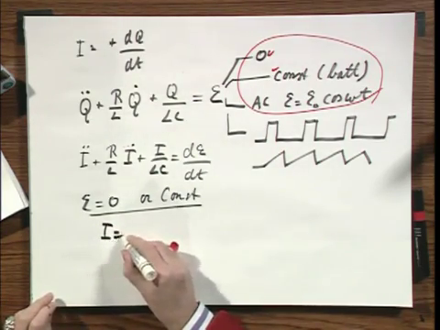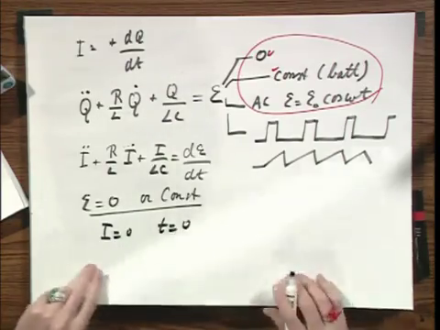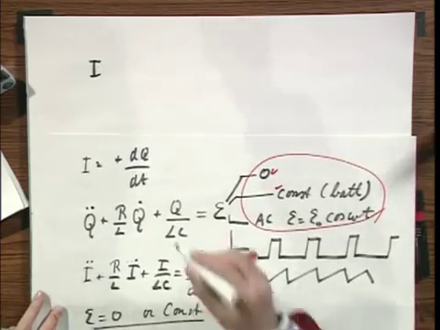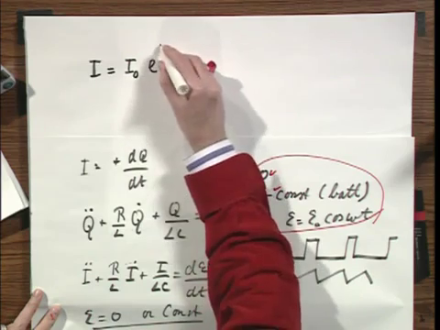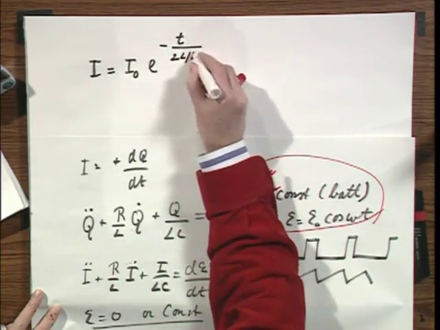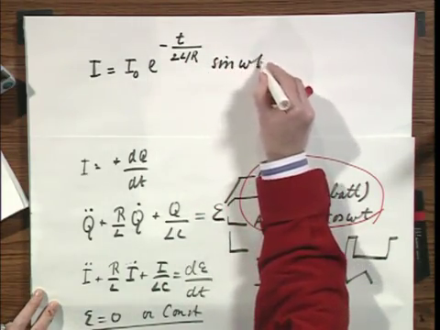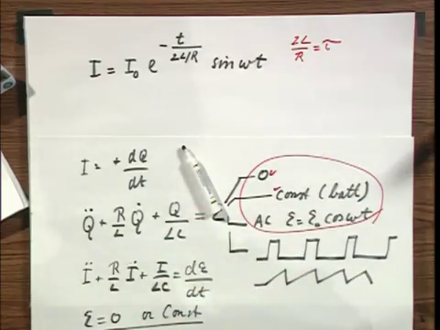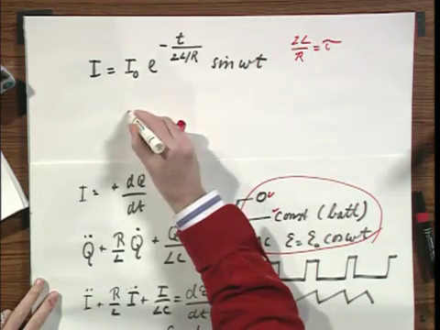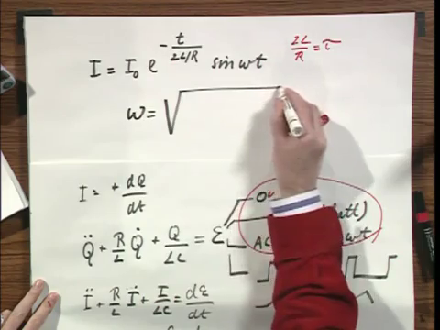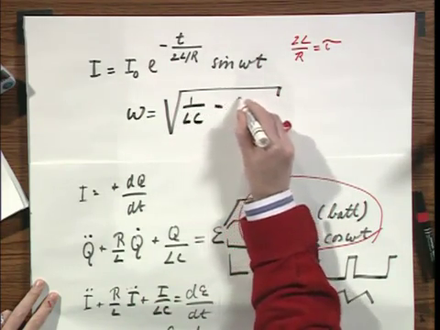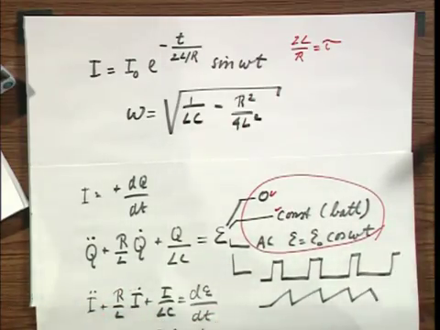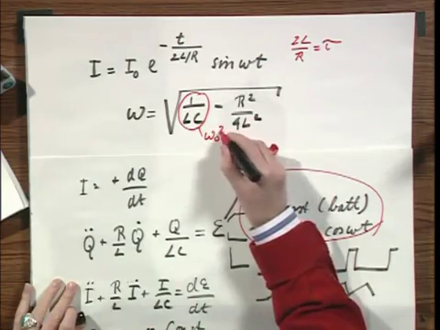I choose arbitrarily that I equals 0 when t equals 0. And when I do that, I find for a solution for a constant EMF, EMF could also be 0, I equals I0 times e to the minus t over 2L divided by R times the sine of omega t. And the value 2L over R could be called tau, that is the decay constant, and you will see shortly what I mean by that decay constant. Omega is now entirely dictated by the various components L and C and R. We call this one, and you will see shortly why, omega 0 squared.